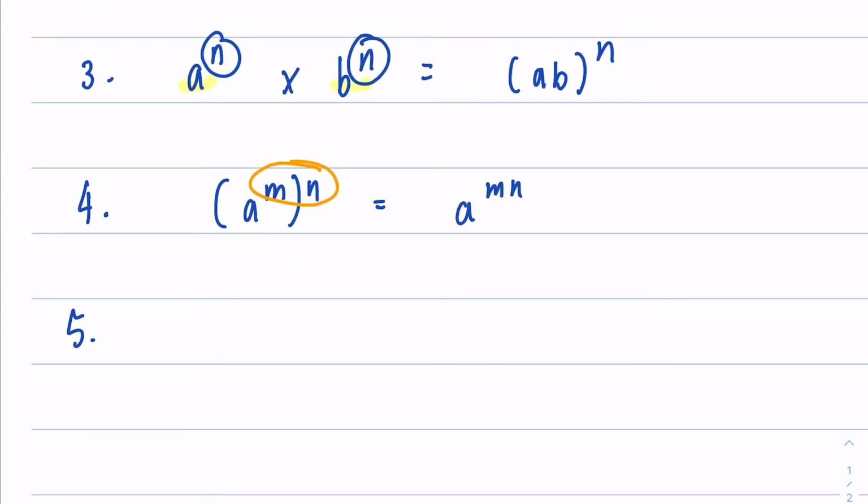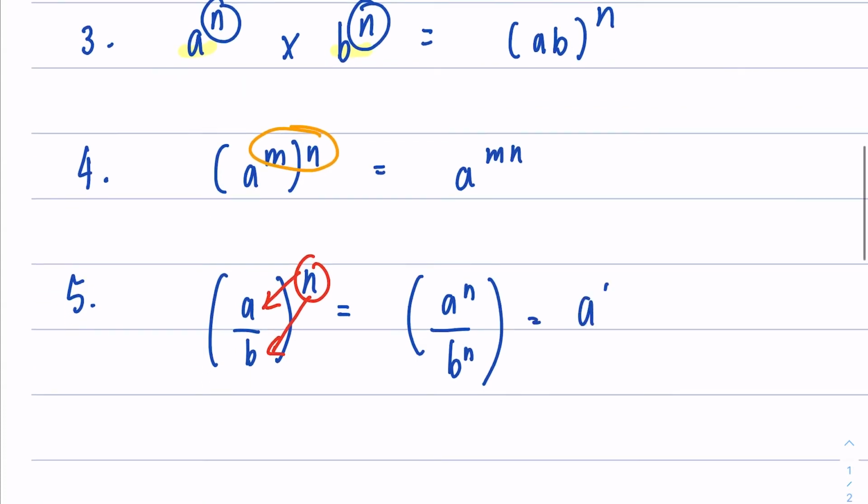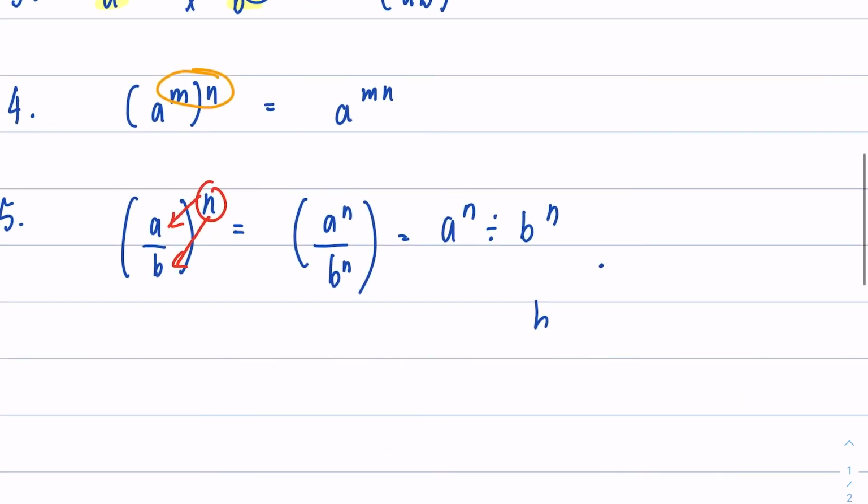Lastly, division with a power outside the bracket. a over b, to the power of n. In this case, you can bring this power to the numerator and denominator: a to the power of n over b to the power of n, which is the same thing as a to the power of n divided by b to the power of n. In this case, it only works if b is not equal to 0, right?